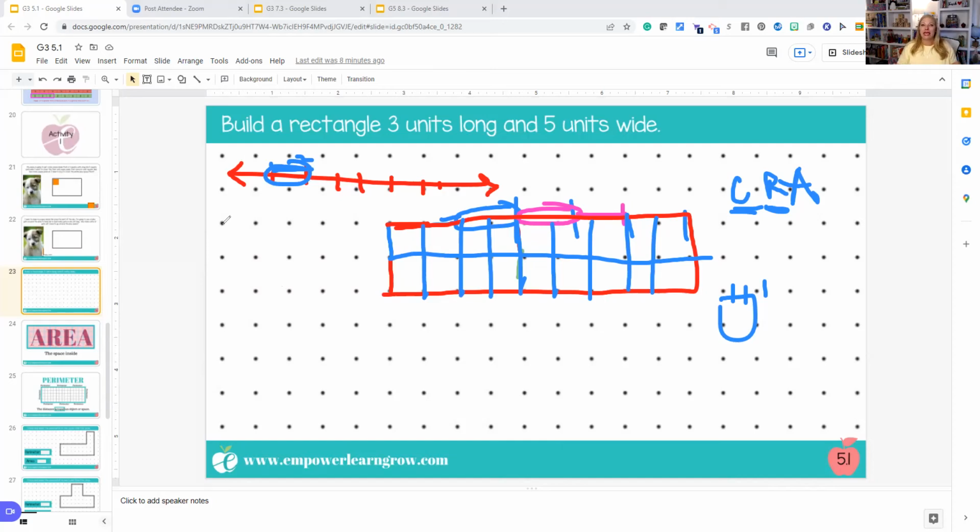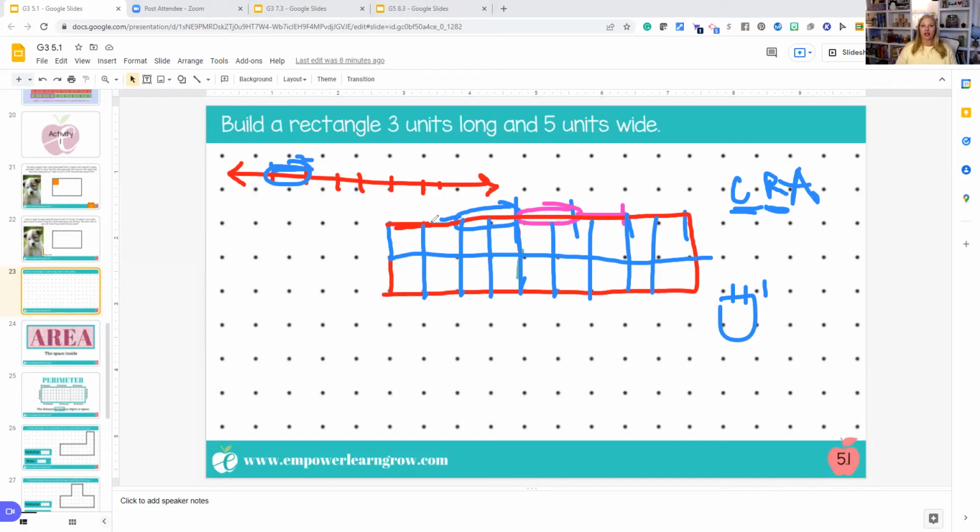Even if they don't have the same size and the same shape, if I cut them all up and put them inside of each other, they would take up the same amount of space. Okay, so area is the amount of space that is being taken up. That's the space inside.